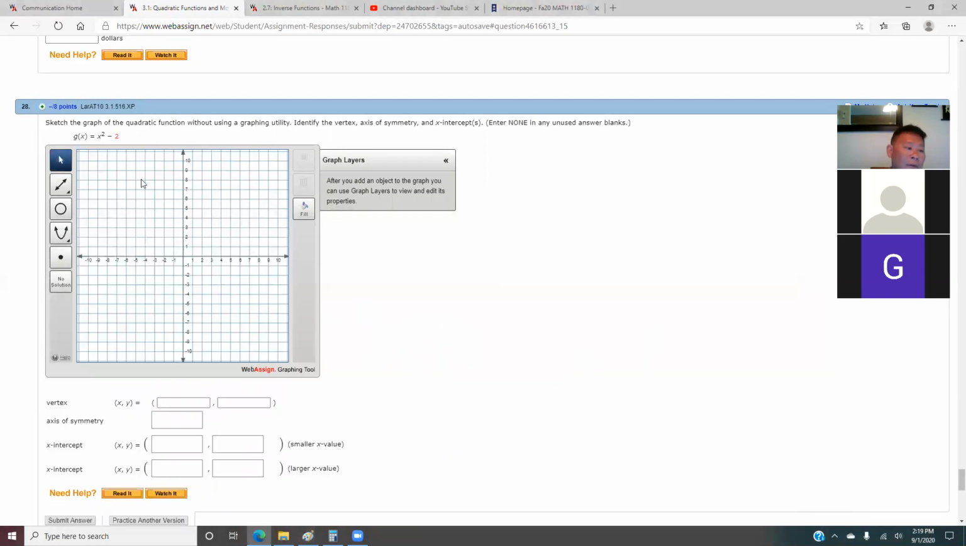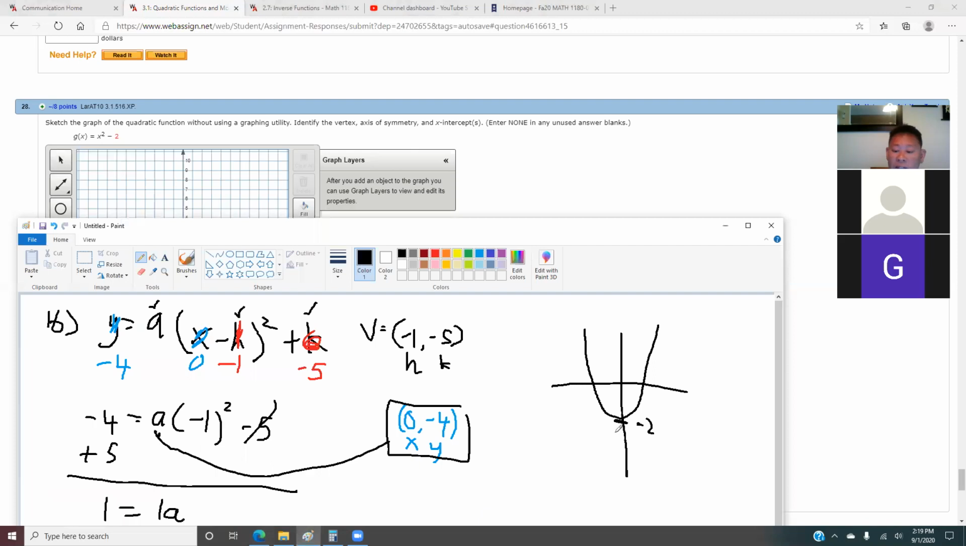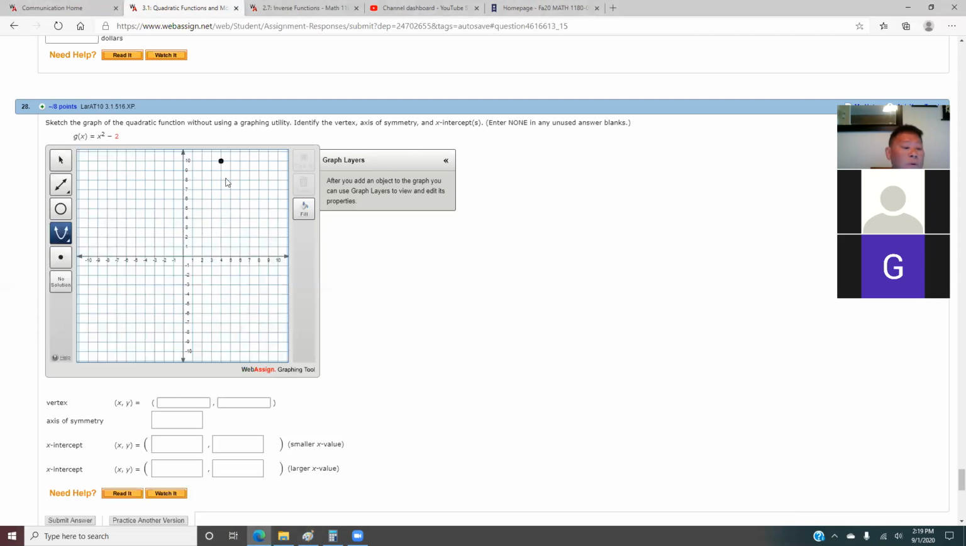So how do you graph this in here? First thing first is you have to pick a parabola, not a line or circle or whatever. Pick a parabola, make sure it's this way, not the other way. And the first thing is you have to give them the vertex. Look at the picture here, the vertex is at 0, -2. There you go. This is the first point.